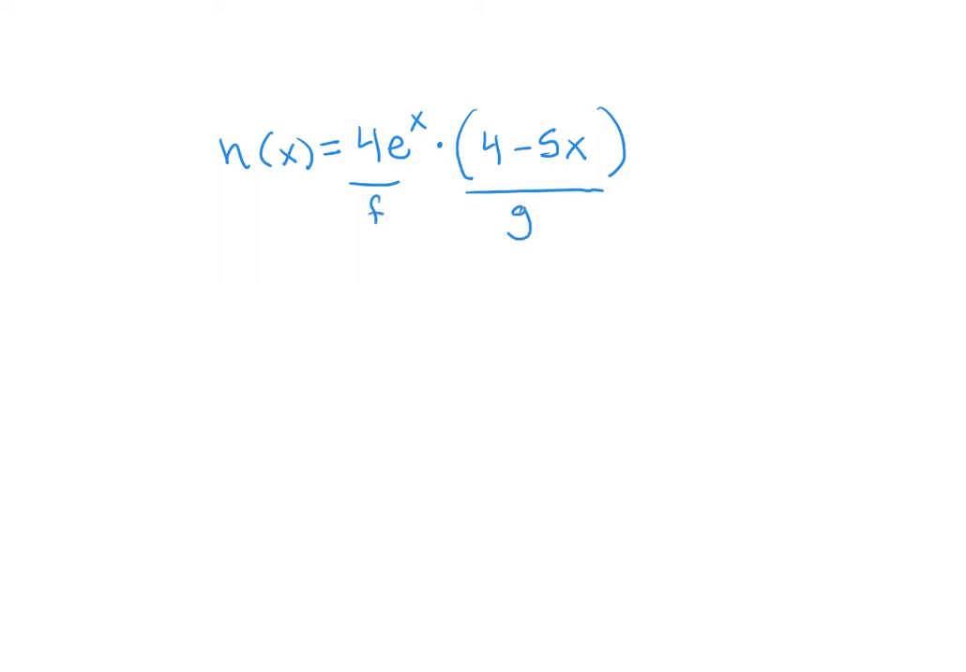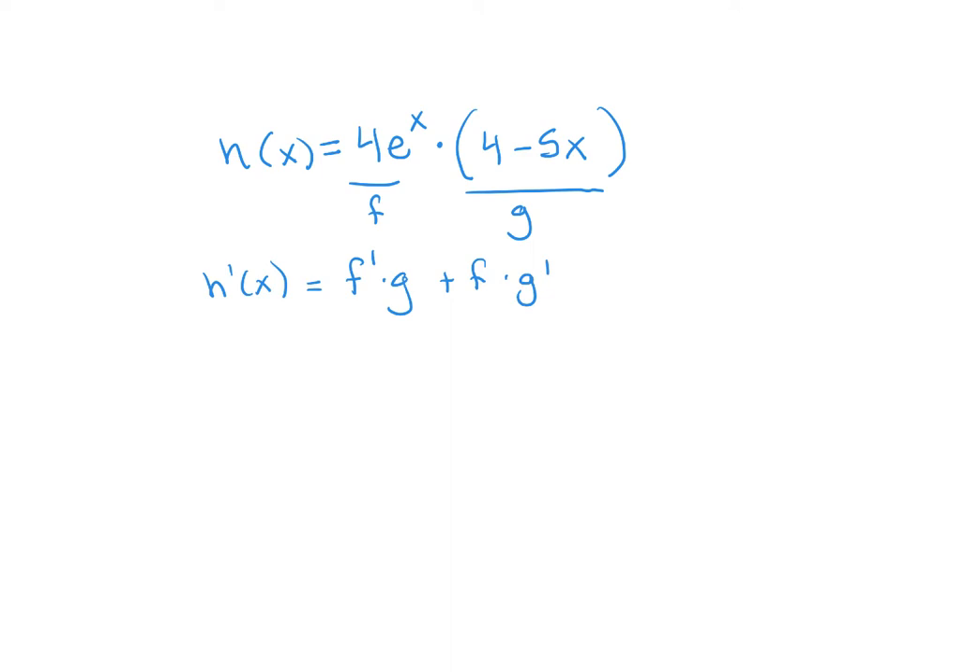Okay, let's do an example. Let's say we've got h of x equals 4e to the power of x times (4 minus 5x). So clearly I've got two different functions. So this could be my f and my g that I'm multiplying. So to find the derivative, let's write it down again. Derivative of f times g plus f times the derivative of g.